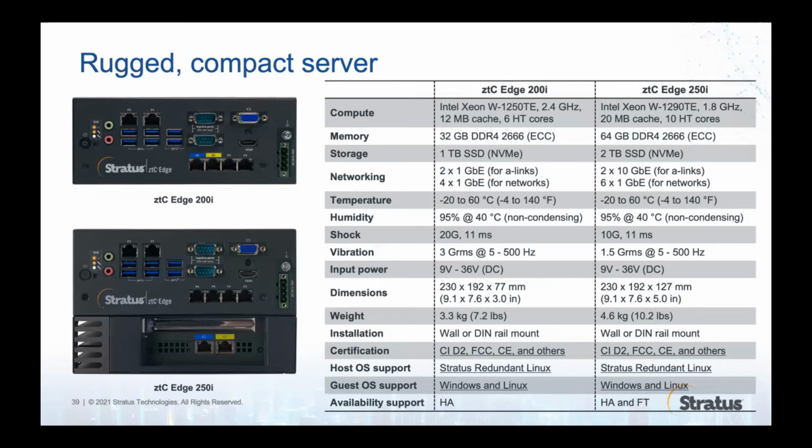Memory is still the same between the ztC 200 and the 250i. Again, the storage has also been increased. If you remember the previous slide, on the 100i we had 512 gig of storage. Now that has been increased to 1 terabyte on the smallest ztC platform, which is the 200i. And we've also added an additional 2 network ports on the smaller model 200i machine.